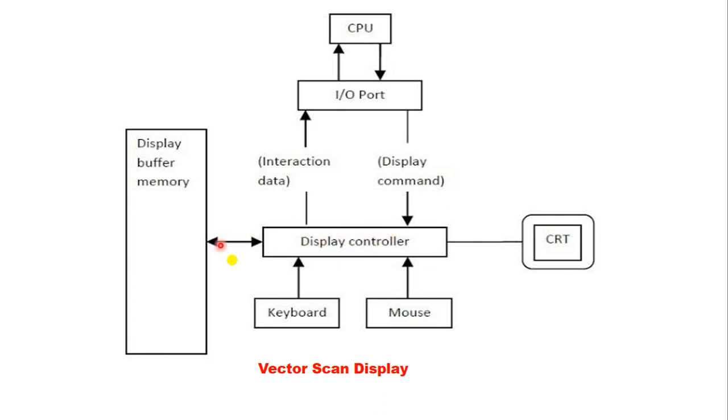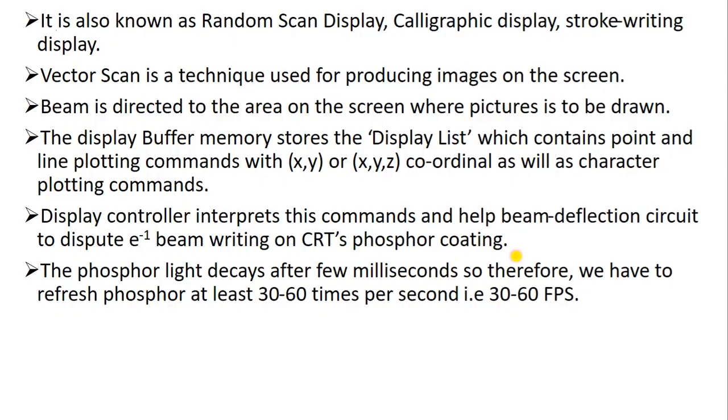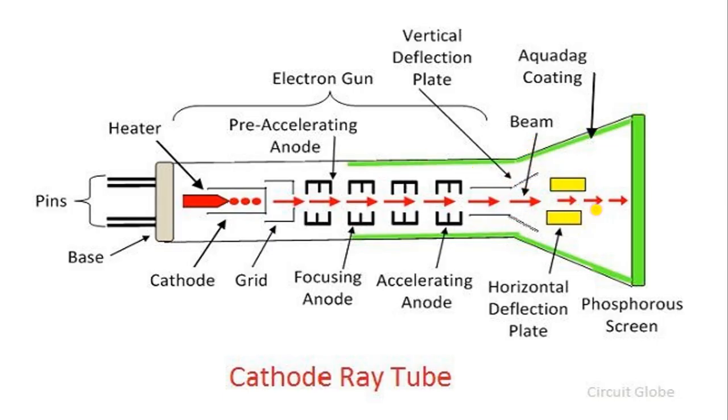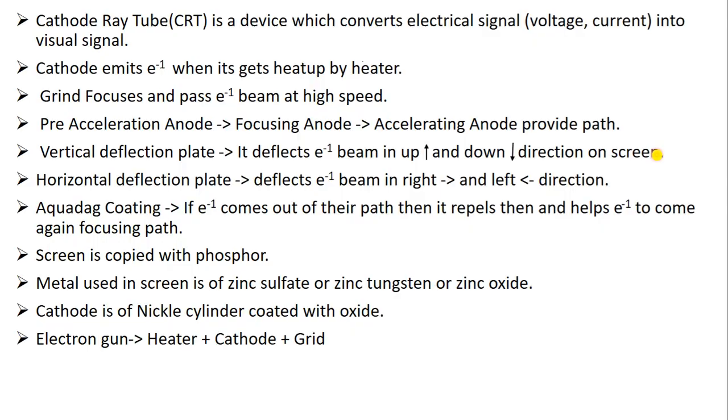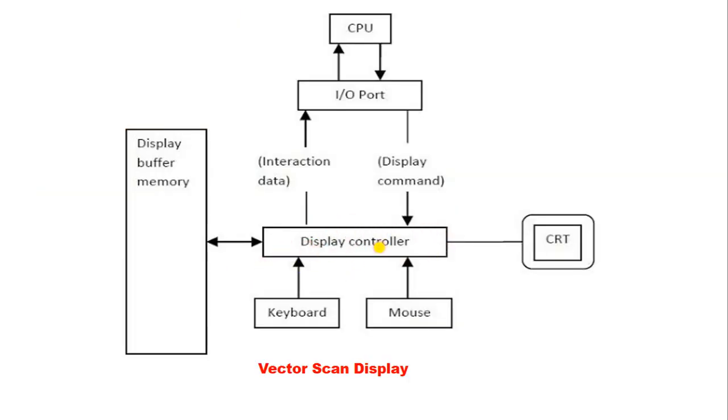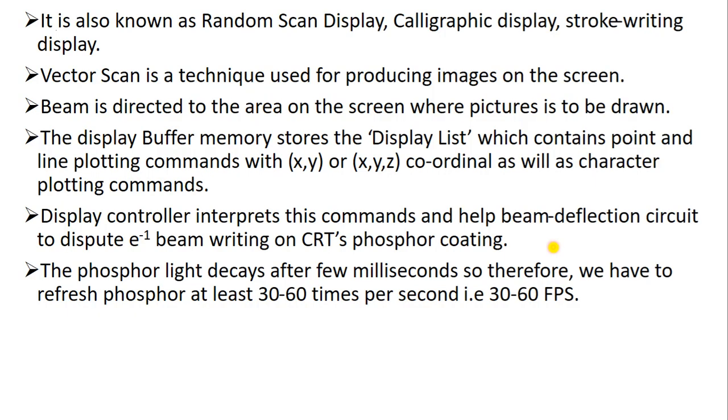The display controller will take that information and pass it to the beam. The beam will take that information and strike it on the CRT screen. After striking it, whatever the information is, that image will be displayed on the phosphorus screen or the CRT screen. So the display controller sends the information from the display list to the beam, and that image will be generated on the CRT screen.